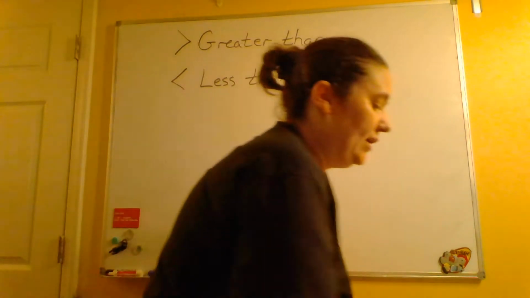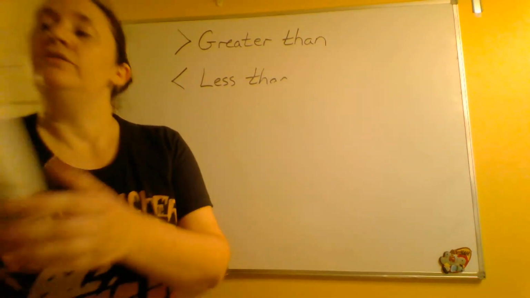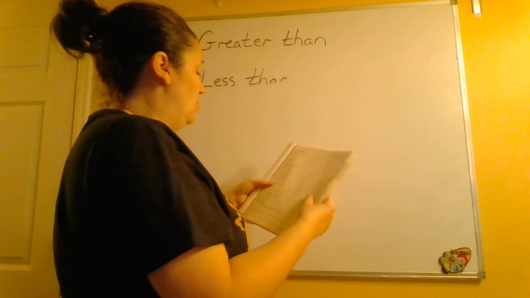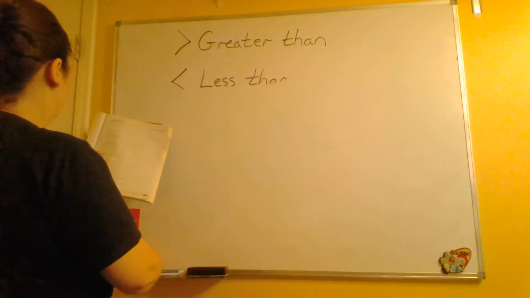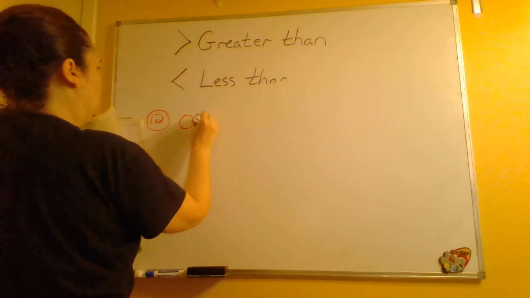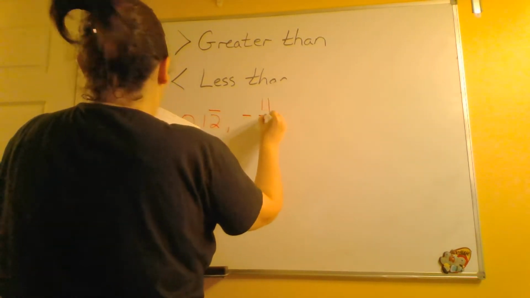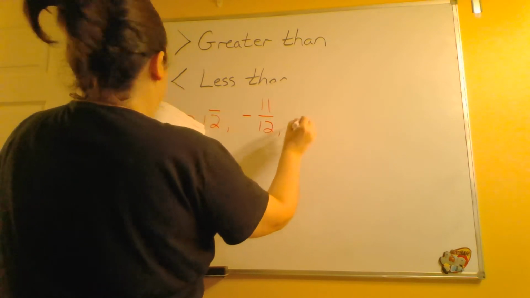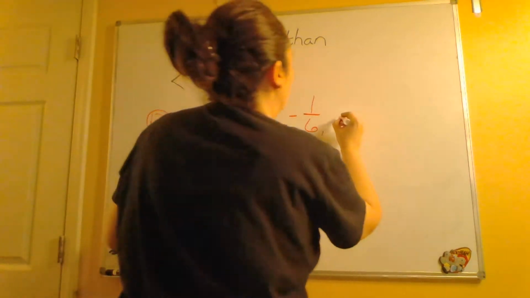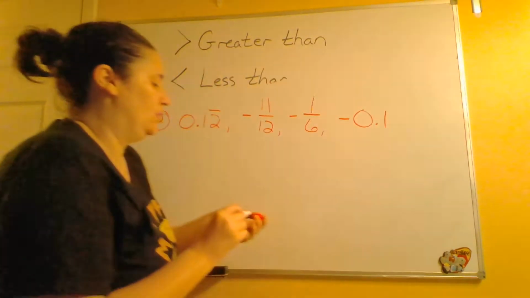Let me just go over one of these, because I think if you can do one of them, then you can do all of them. So let's go over number 12. Number 12 says 0.12 repeating, negative 11/12, negative 1/6, and negative 0.1. So we have to put these in order from least to greatest.